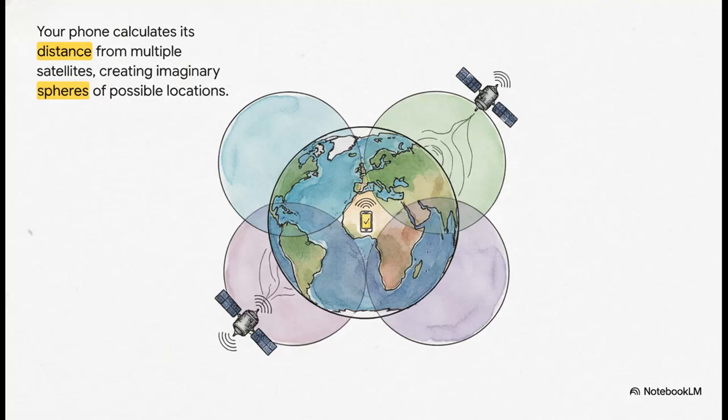So here's the basic idea. You've got these satellites orbiting the Earth, right? And they're constantly sending out signals with their position. Your phone picks up signals from at least 3 of them and calculates how far away it is from each one. Now, each of those distances creates a giant imaginary sphere, with the satellite at the very center, and your phone is somewhere on the surface of that sphere.